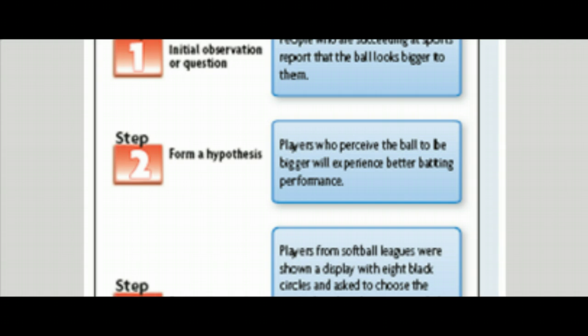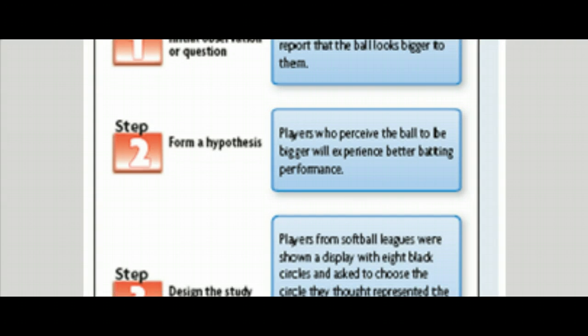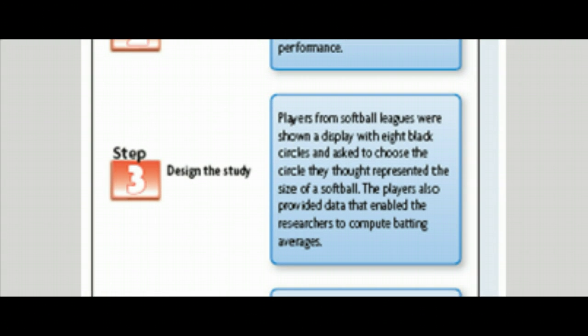So maybe players who perceive the ball to be bigger will experience better batting performance. So we could measure perceived ball size. We could ask them how big a ball looks. We could develop all sorts of different ways to measure ball size perception. And we could look at batting performance. The next thing we would do is design a study.